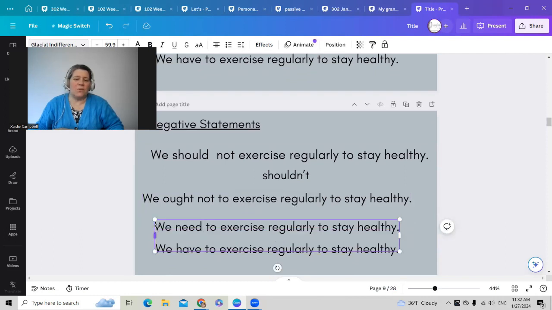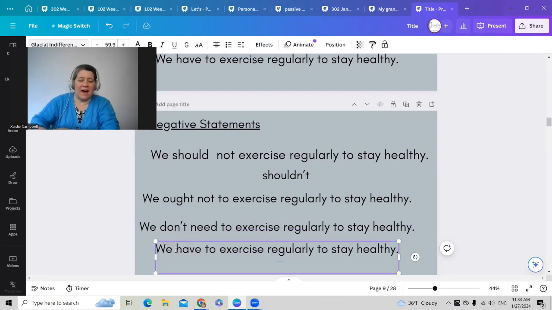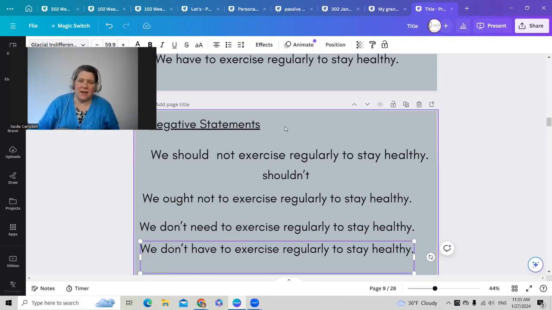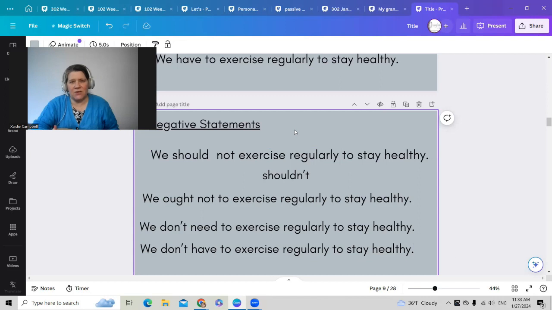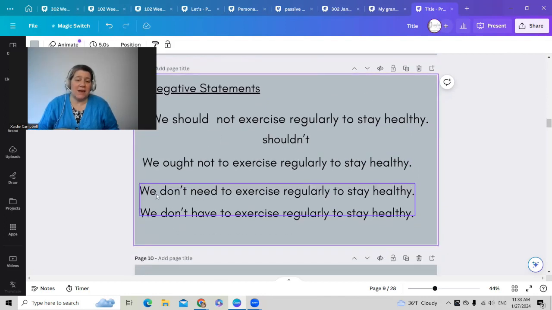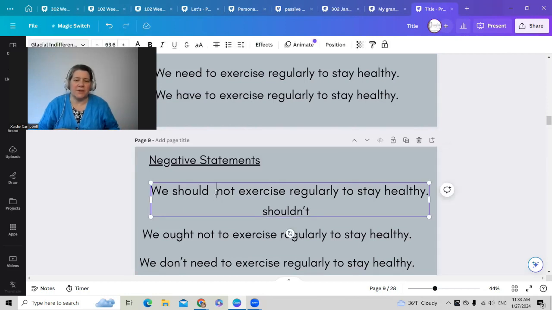In we need to and we have to, it works the same as every other simple one. It would say we don't need to exercise daily. We don't have to exercise daily. We're using the do auxiliary. And if you've seen my active verb tenses videos on present simple, you'll recognize this use of do in the negative. This is how we make these negative, but with we should, we don't use the do as the auxiliary. The should is the auxiliary.